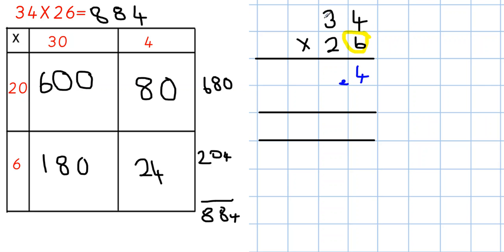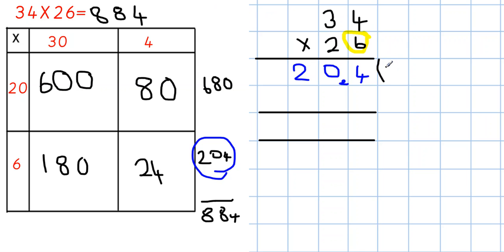30 times 6, 3 times 6 is 18, and 2 more is 20. You can see that's this number here. And then I'm going to multiply by this 20 here. Now, the way we do this when we're doing a long multiplication is, I'm going to write that in to remind us that's what we did.